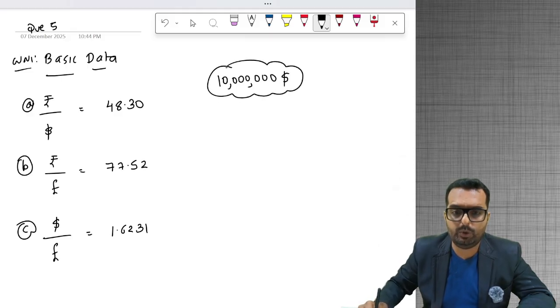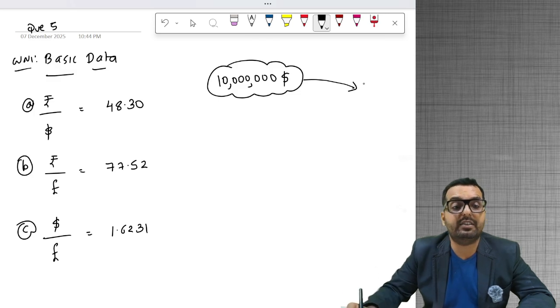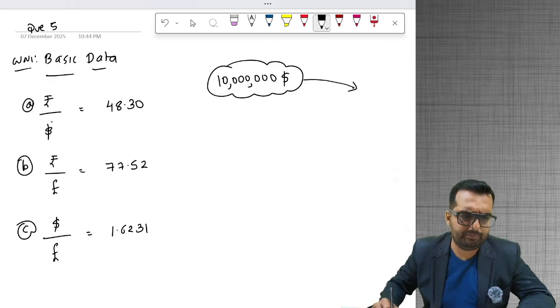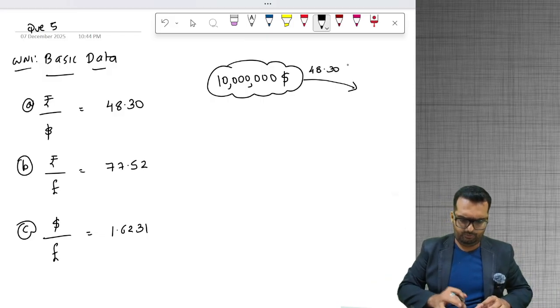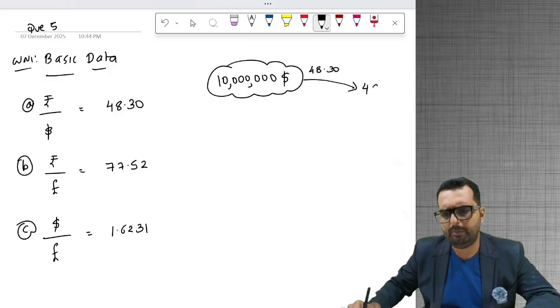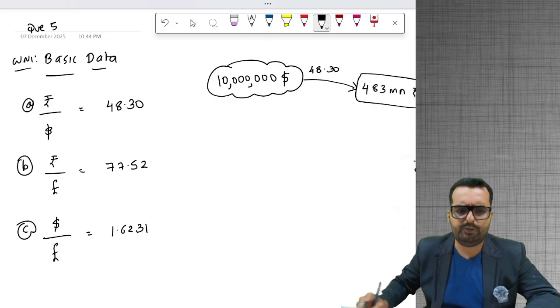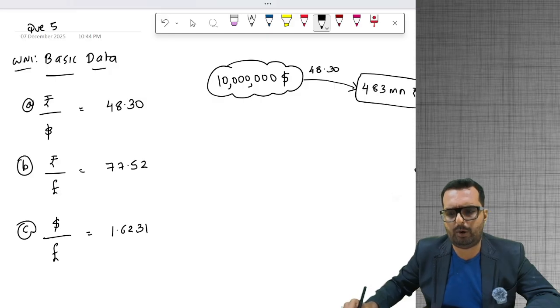Okay, so what they're going to do is we will convert this dollar first into rupee. That is the first thing over here. So when you convert at rupee, that is at 48.3, 10 million into 48.3 will be what? It will be 483 million rupees. Correct? After you do that, that rupee I'll convert into pound at 77.52 rupee bar pound.